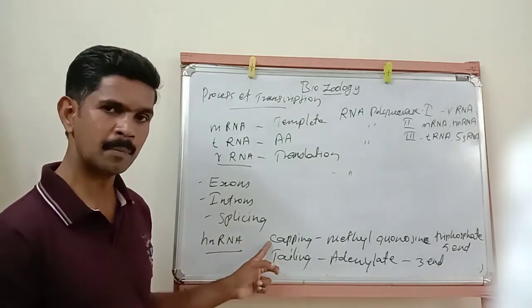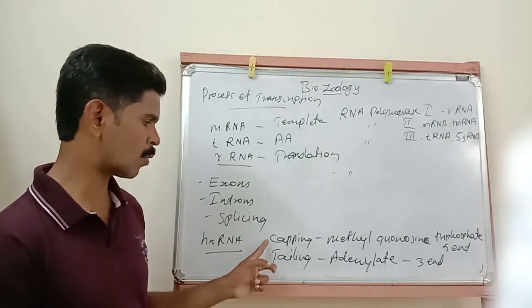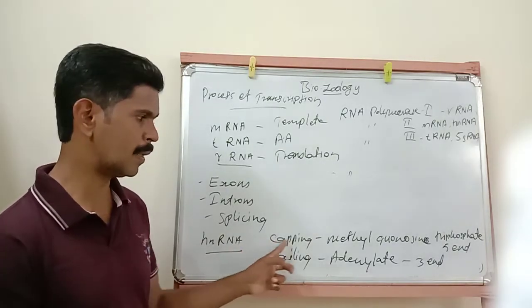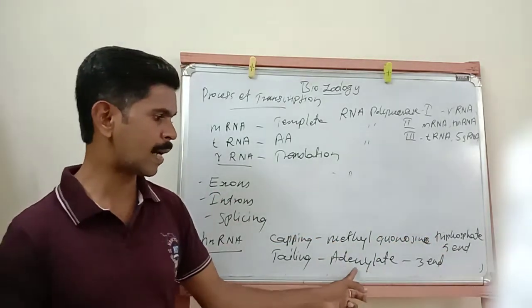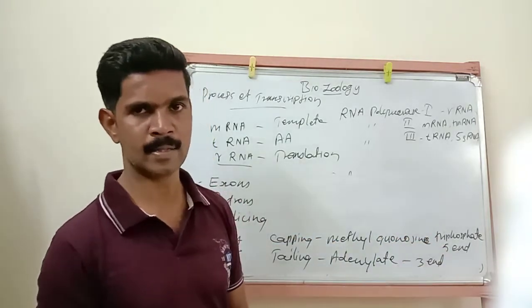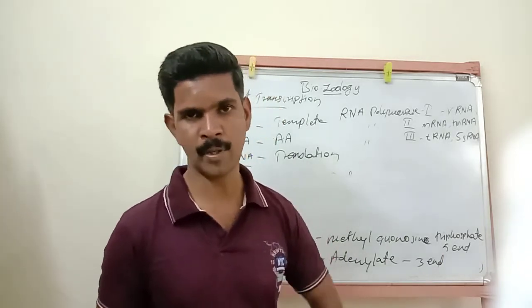The next, capping. In HnRNA, two additional processes are there: one is called capping and the other tailing. Here, capping means adding of methyl guanosine triphosphate at the 5' end. The tailing means adding of adenine at the 3' end. I hope you all understood this part.